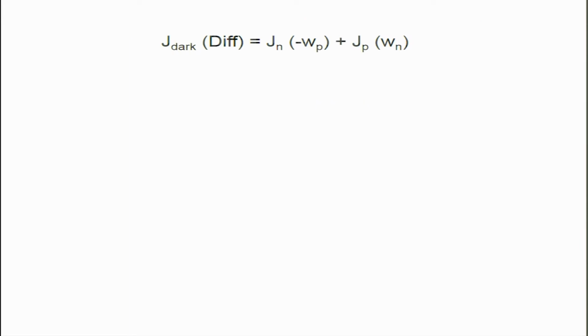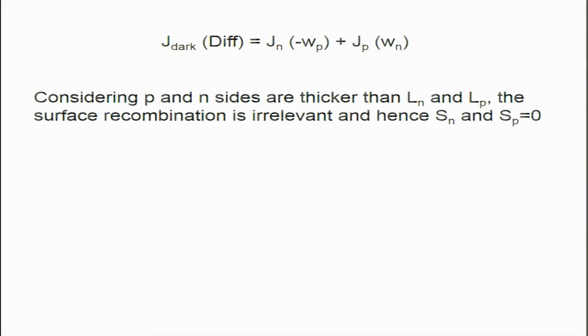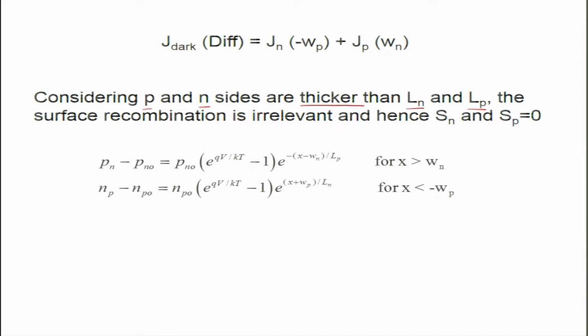So now, as a consequence of diffusion, your J dark will be equal to Jn at minus Wp plus Jp at Wn. We also consider that the P and N sides are thicker than Ln and Lp, which means the semiconductor diode is thicker than the diffusion distance of minority carriers. As a result, surface recombination becomes irrelevant because the carriers will recombine by the time they reach the surface. So it's basically a long base diode. You can say the diode is pretty long.